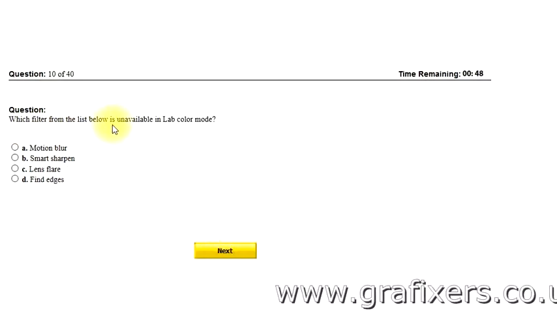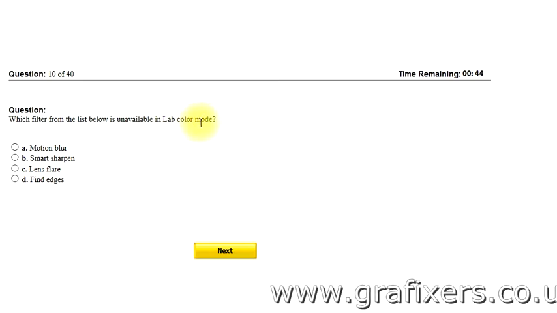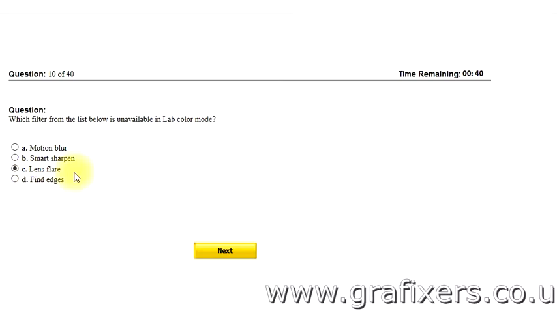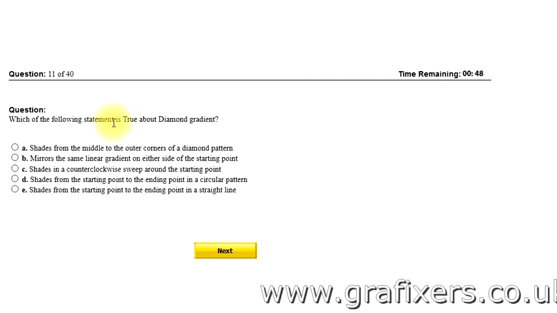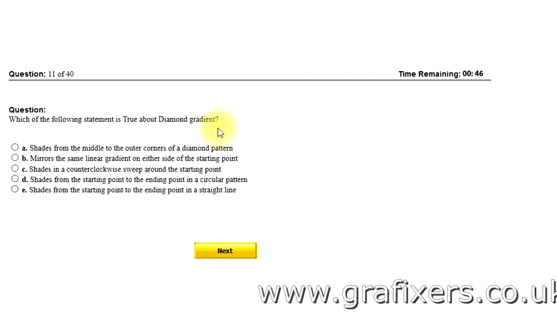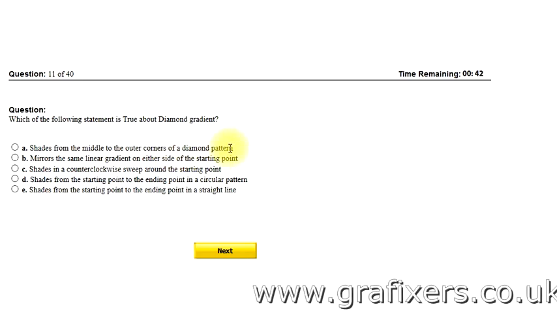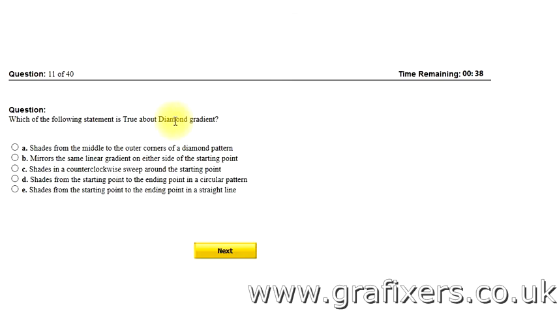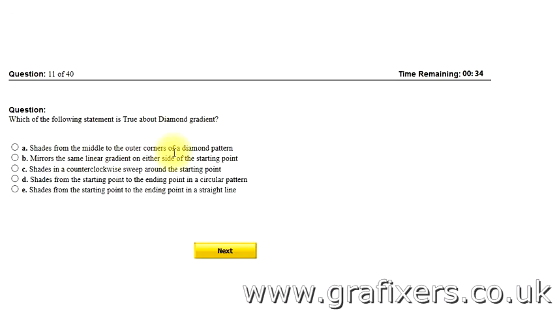Which filter from the list below is unavailable in lab color mode? In lab color mode there is no lens flare. Which of the following statements is true about diamond gradients? Shades from the middle to the outer corner of the diamond pattern. Diamond gradient. Shades from the middle to the outer corners of the diamond.